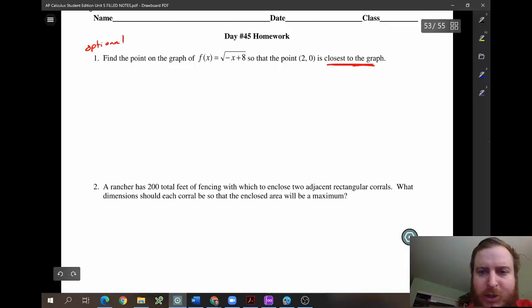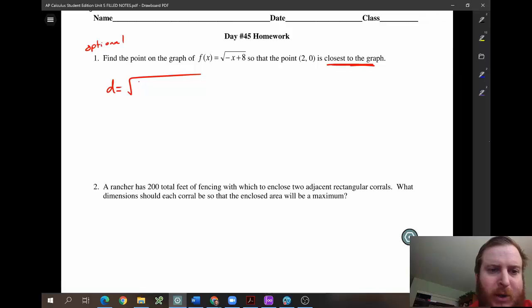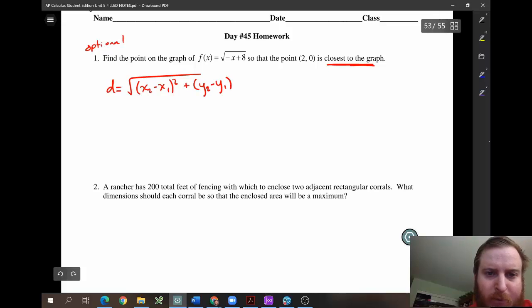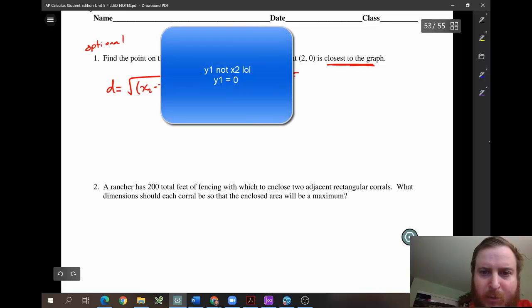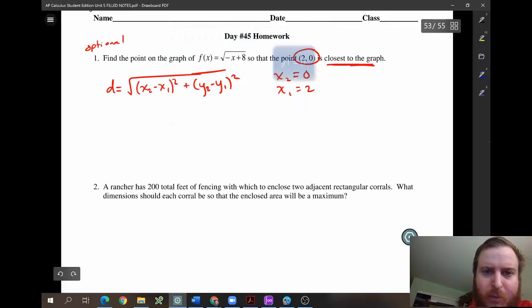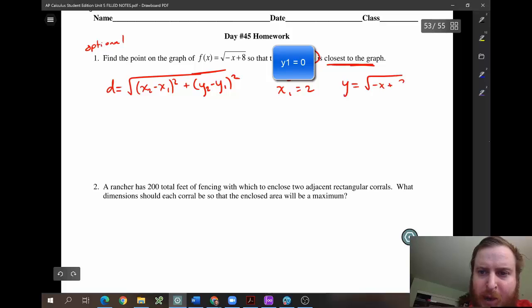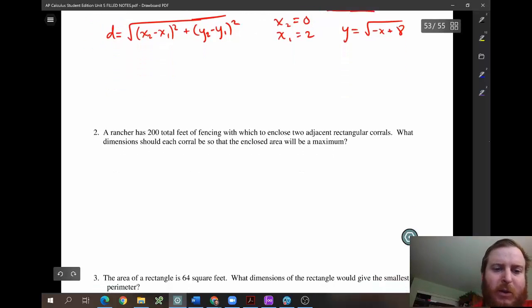But we want it closest to the graph. That's going to be using our distance formula back from Algebra 1. So our distance formula is x2 minus x1 squared plus y2 minus y1 squared. And so x2 could be equal to 0, and x1 could be equal to 2. That's our point. And then we have the formula y equals the square root of negative x plus 8. So you can plug that in for y1, and then you'll end up with one variable. So that's your hint there.